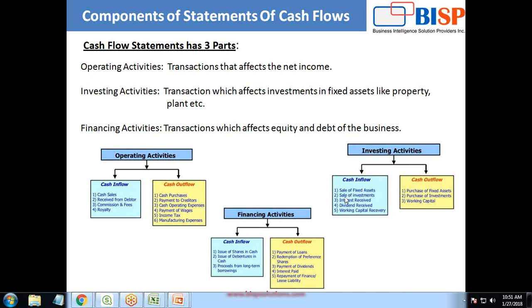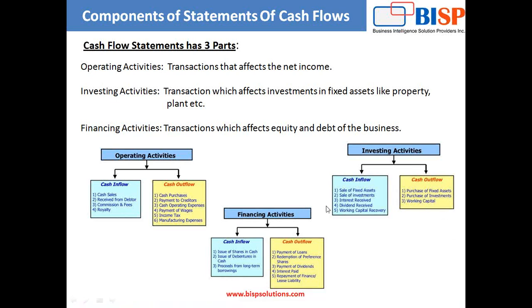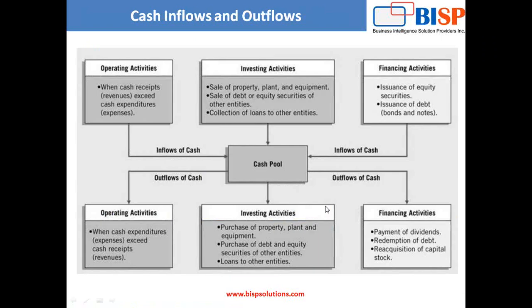For investing activities, the cash inflow will be sales of fixed assets, so whenever we sell a fixed asset, we get some cash. The cash outflows for investing activities will be purchases of fixed assets, purchases of investments, or working capital. More about these operating, financing, and investing activities, cash inflow and outflow.